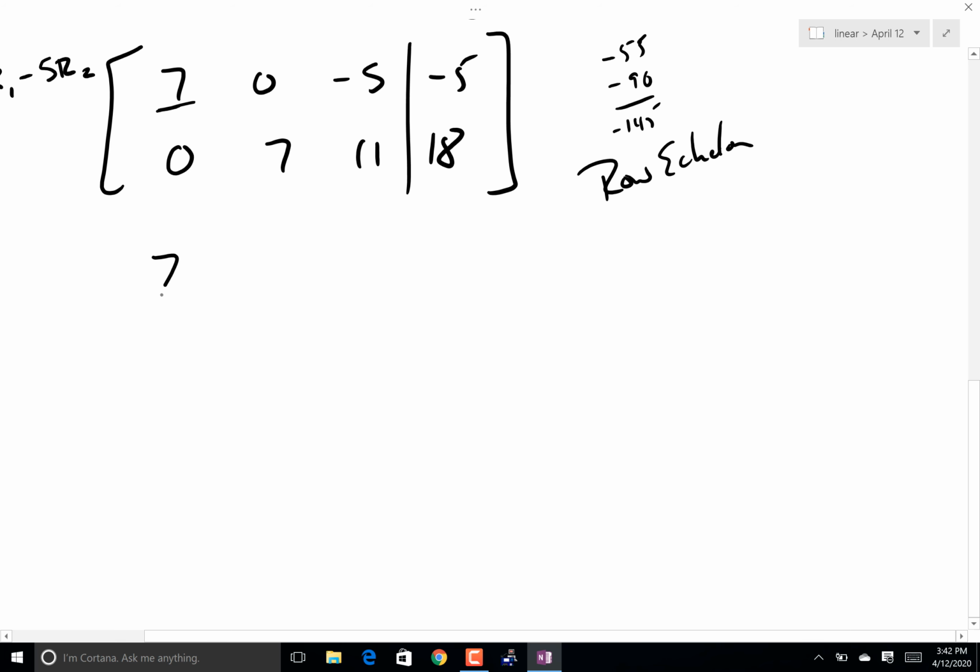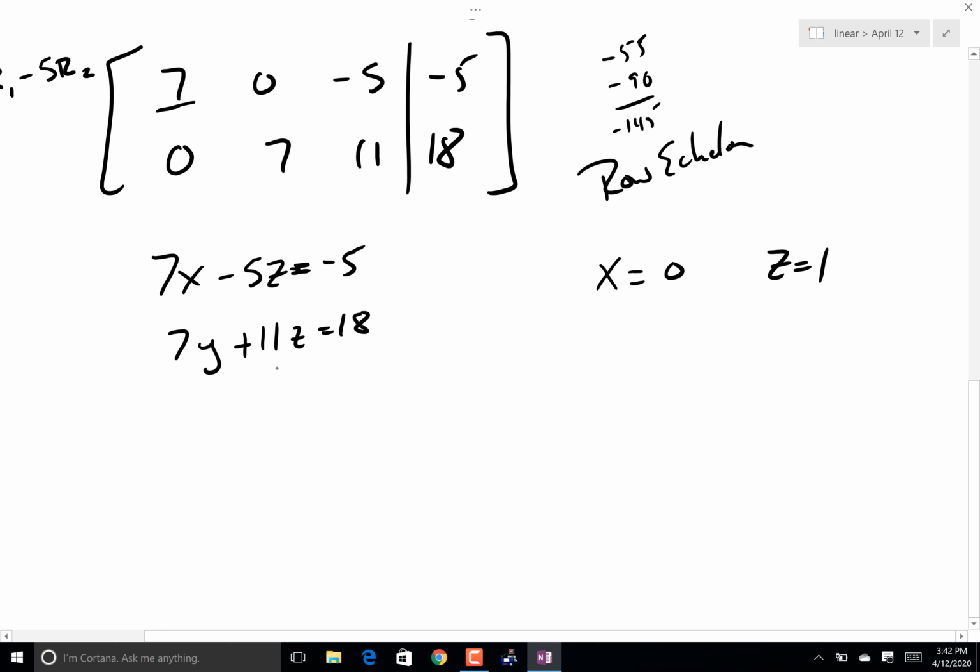Okay? But what is this telling me? It says, listen, if you take 7x minus 5z, as long as it equals negative 5, and 7y plus 11z is equal to 18. As long as you can pull this off, you can solve this equation. Like, well, what do you mean, Jay? Well, let's find out. So let's pick an x. I pick x to be 0. Cool. Well, if x is 0, that forces z to equal 1. Is that true? Well, if z is 1, that's 11 here, yes? 18 minus 11 is 7. That forces y to equal 1.